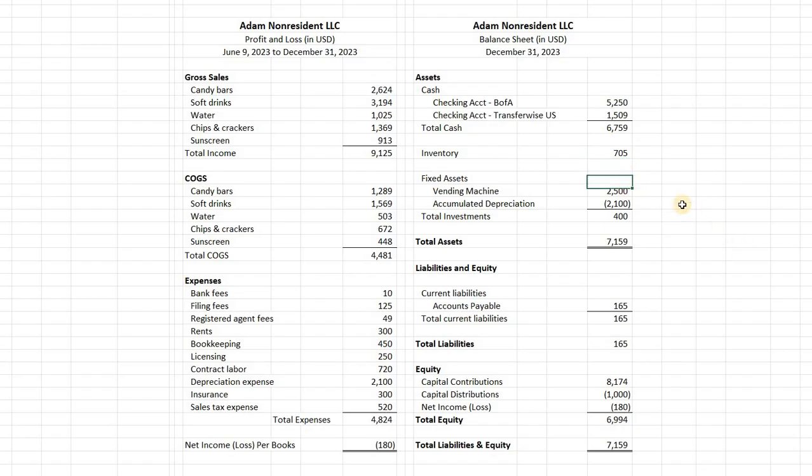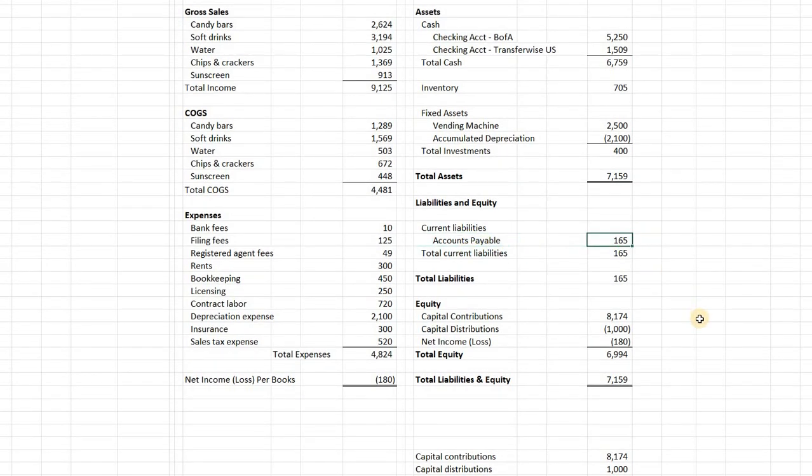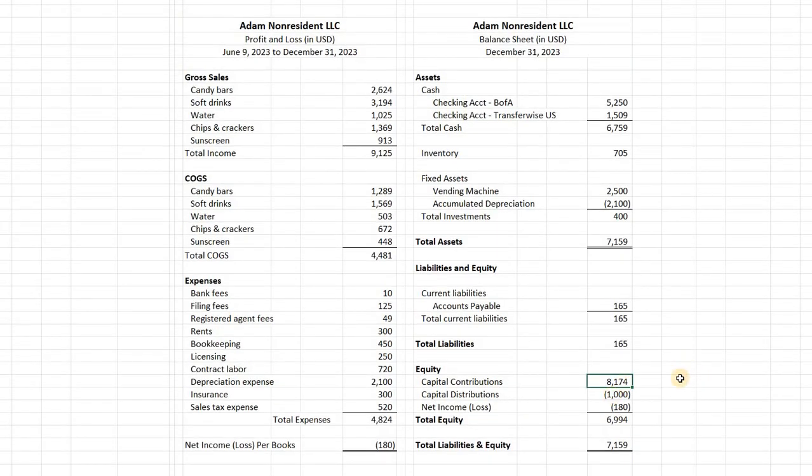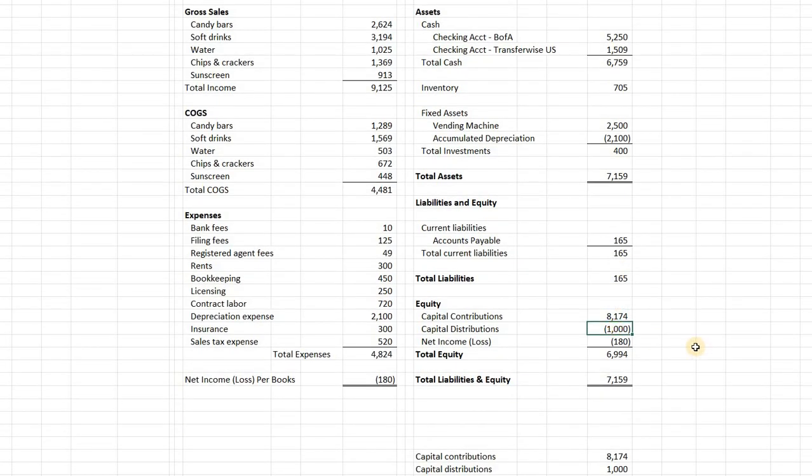The fixed assets section, we've got the cost of the vending machine and then the amount of depreciation that was claimed for the period. And then in the liability section here, we've got AP, 165 outstanding. Capital contributions, so 8174 was put into the company. That's the $8,000 in cash that was transferred in, and the filing fees and the registration fees that Adam personally paid for. And then distributions, right? So Adam drew out $1,000 during the period. Okay?